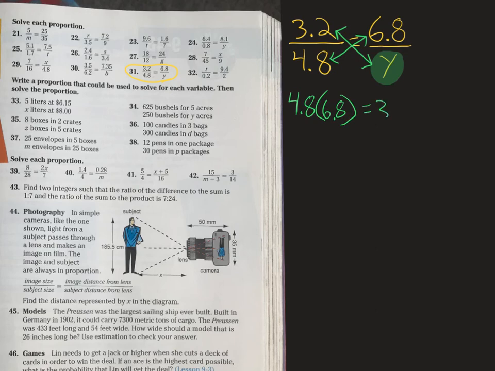And that's going to be equal to 3.2 times y. Those are going to end up being equal, so I just solve that for y. I'm going to get the answer for y in that original proportion. So I'm going to go to a calculator. I'm going to figure out what the 4.8 times 6.8 is. You guys can use a calculator on these as well, just for the sake of time. And I get 32.64.